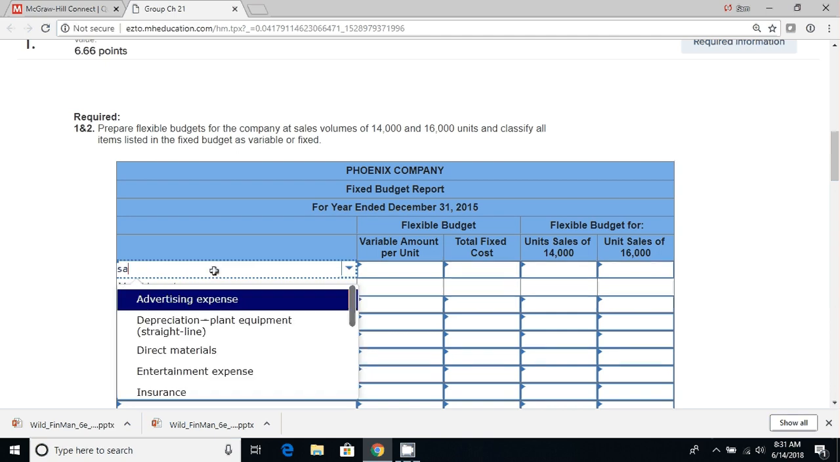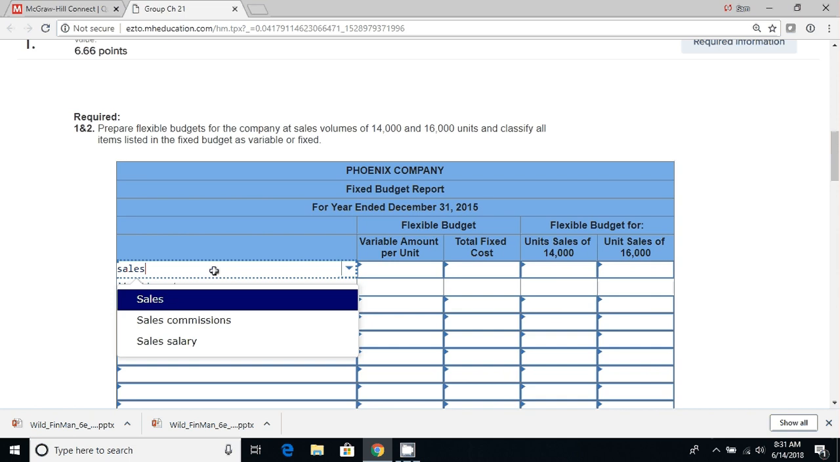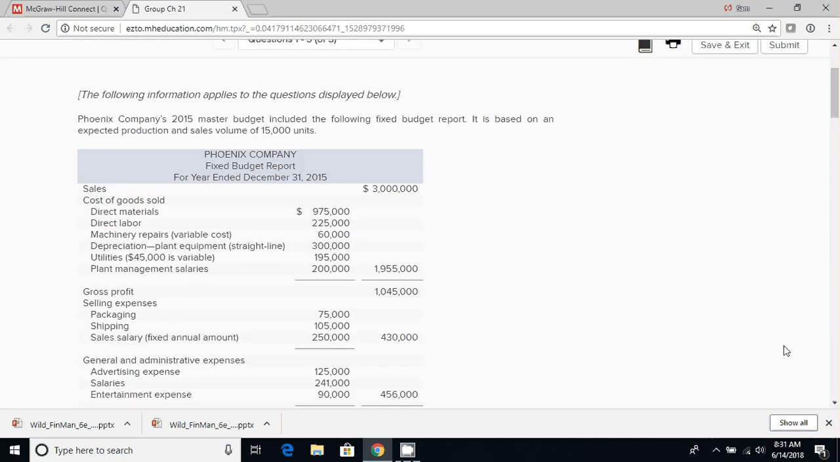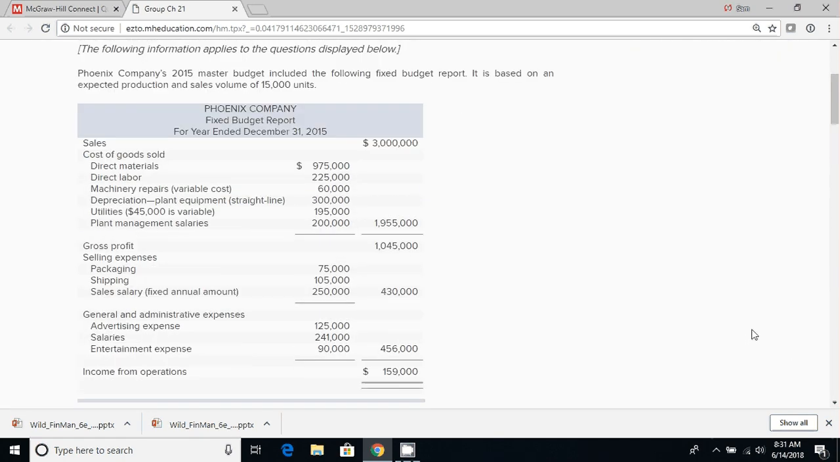But without a doubt, you should know that we're going to start with sales. We always start with sales because we like sales. That's where the fun stuff is. So then it's going to ask us for the variable costs. Well, we need to go see if we can figure out what the variable costs are. So let's see if we can identify them.